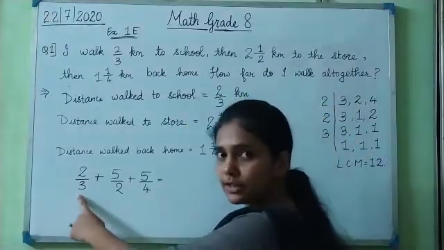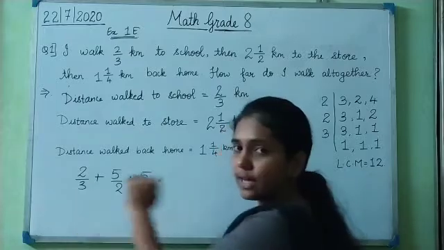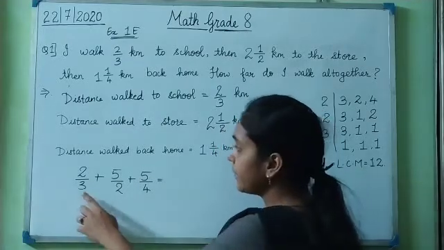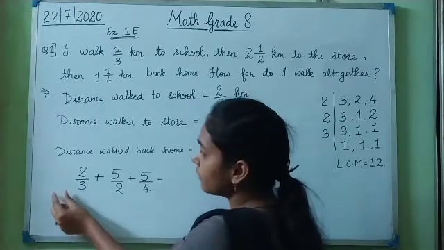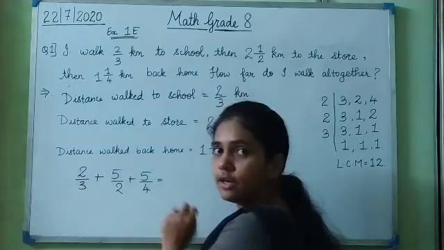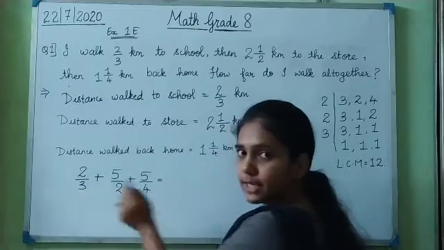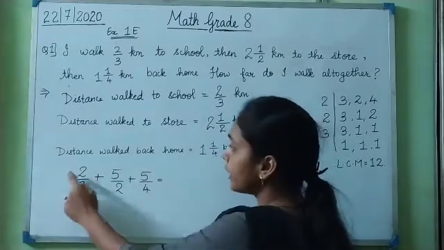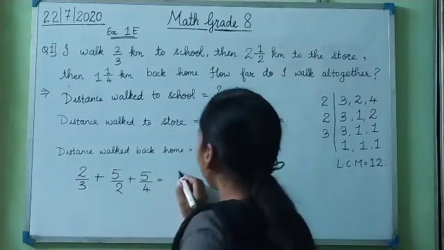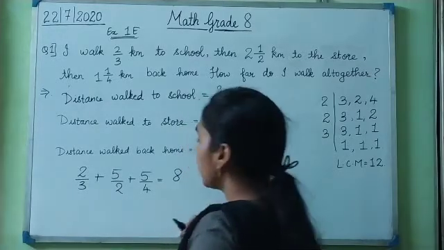Here the first denominator is 3. And to make it 12, which number should I multiply here? 3 into how much is 12? 4, right? So, I have to multiply the whole fraction by 4. So the denominator also gets multiplied by 4 and the numerator also gets multiplied by 4. So 4 into 2 will give me 8. So the first numerator becomes 8.